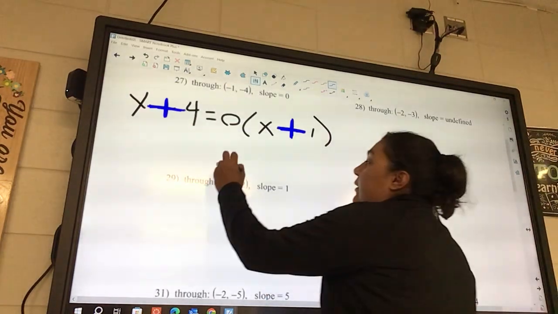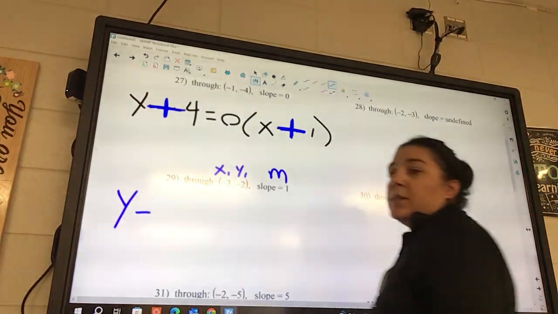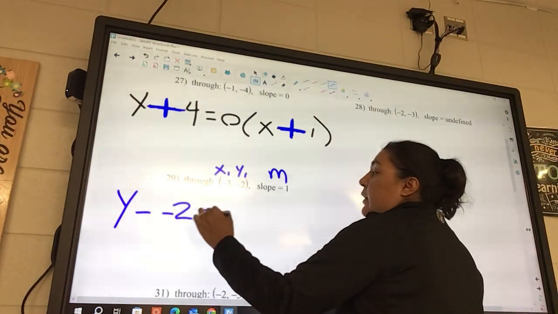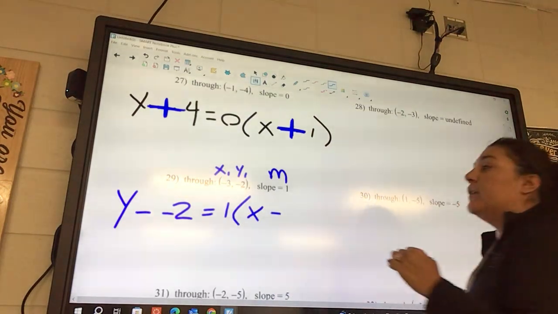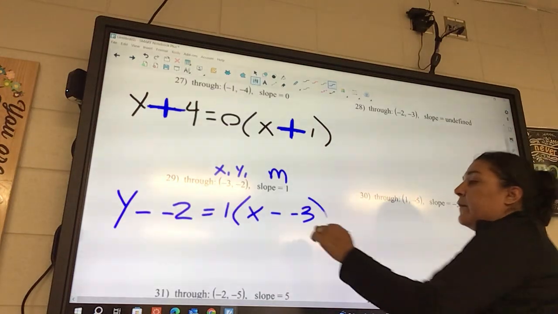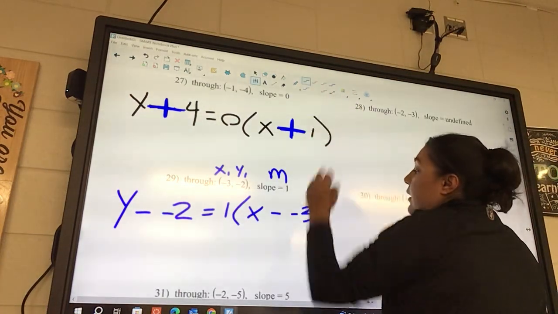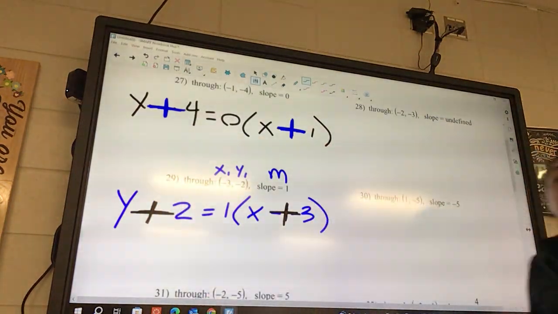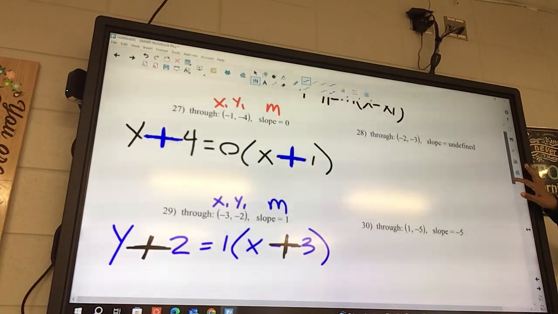Okay, so 29, I got x1, y1, and my m. I'm going to say y minus, what's my y1? Negative 2 equals my m, 1, x minus my x1, negative 3. We have to change the signs. So the minus minuses are going to become a plus. What's wrong with that? Undefined. We won't do it. Cross off number 28.